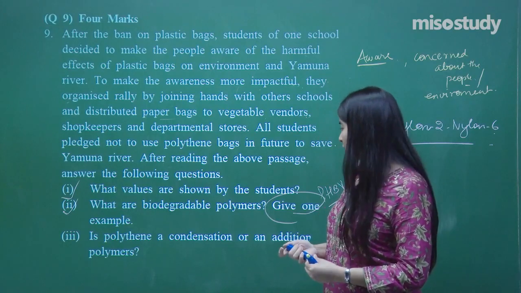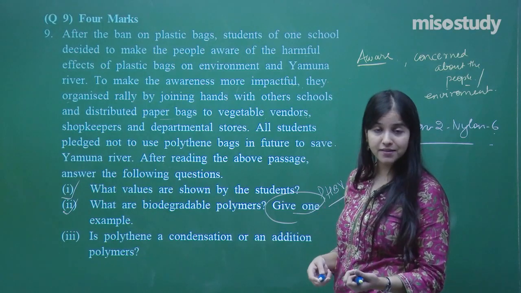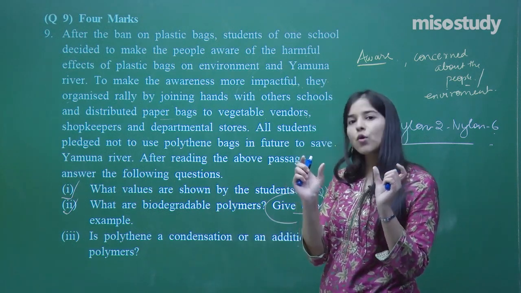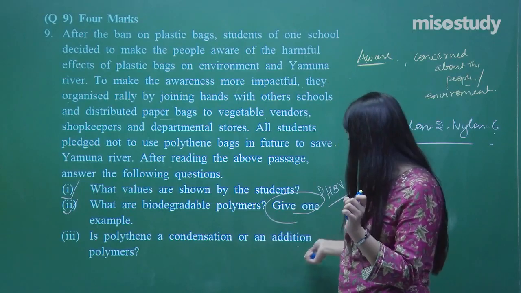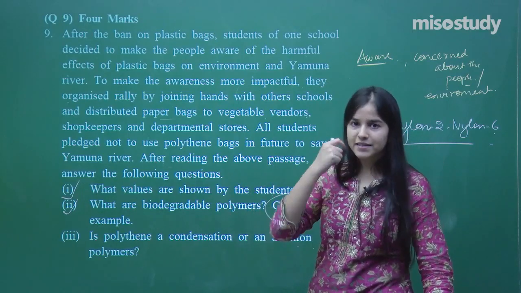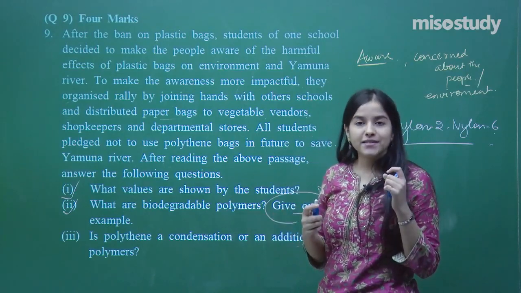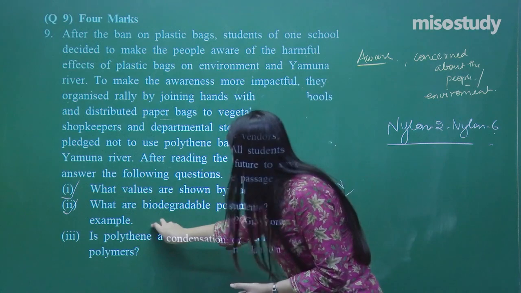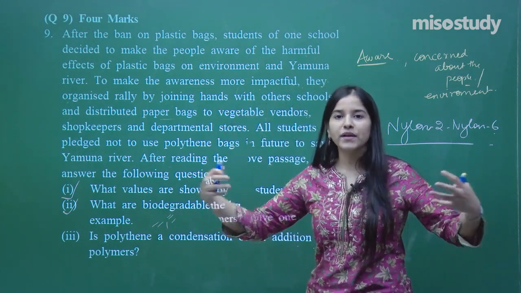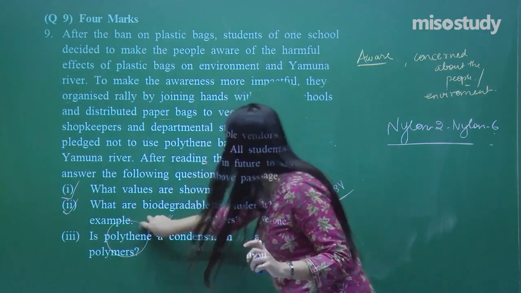Third part: is polyethylene a condensation or an addition polymer? I have told you already this. Condensation polymer means where the copolymers are existing, but addition is the one where the same kind of homopolymers are existing and they are being added if the monomeric units are unsaturated. That means if they have double or triple bonds, then they get added with one another, forming a polymeric chain, and that is what polyethylene is.